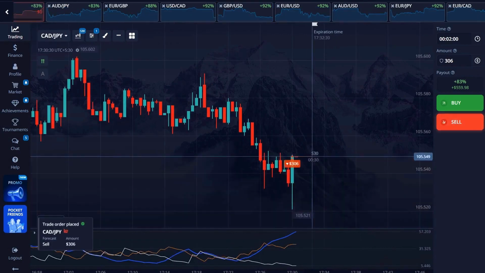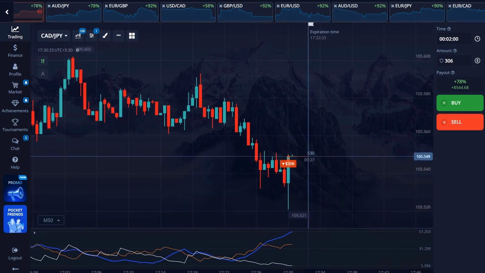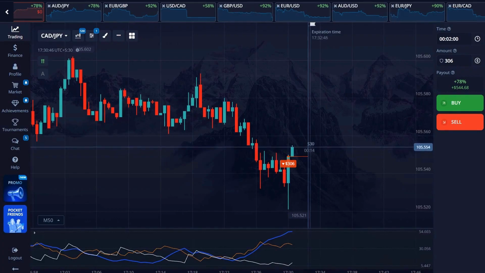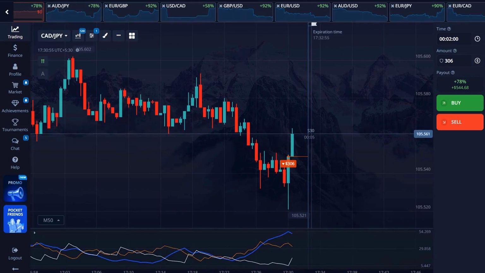Now let's talk about this sell setup. If you look closely, the blue ADX line is well above the 25 level, which confirms strong trend strength. At the same time, the red minus DI line is above the white plus DI line, which means sellers are dominant. So technically, this looks like a perfect sell signal.